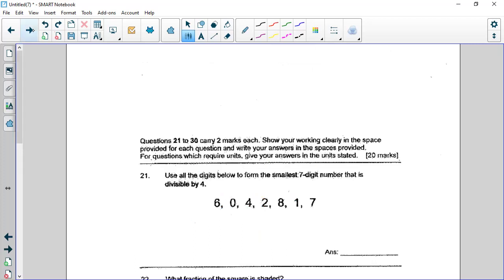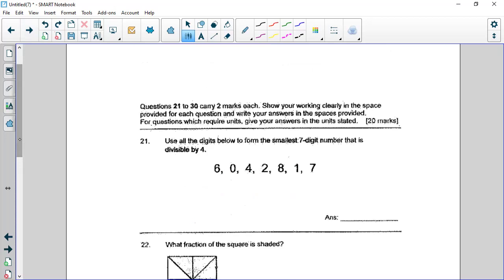Okay, did anyone get the answer? You're supposed to find the smallest 7-digit number. You can't start with 0, you start with 1. And then you put the 0, and then from smallest to biggest digit, 4, and then 6, right? And then 7 and 8.